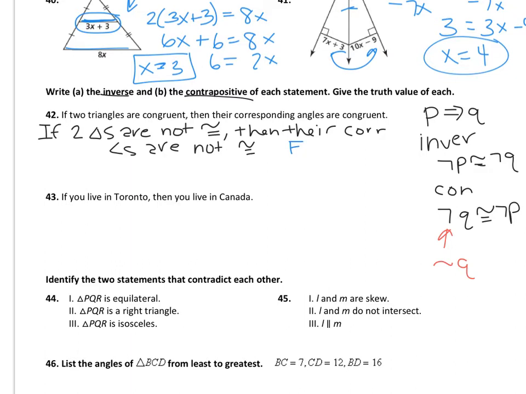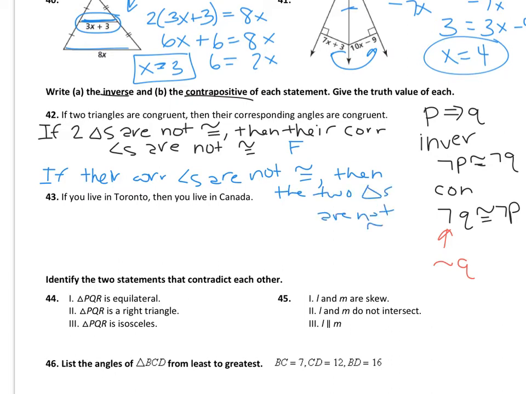And then the contrapositive: if their corresponding angles are not congruent, then the two triangles are not congruent. That's true. And then I'm just going to read 43.